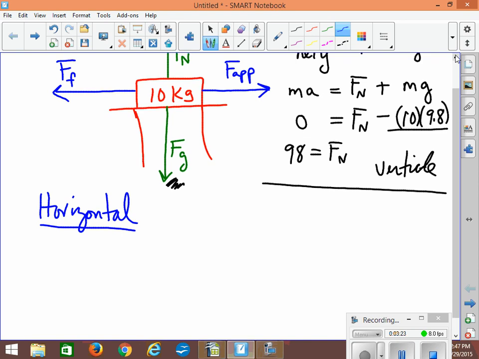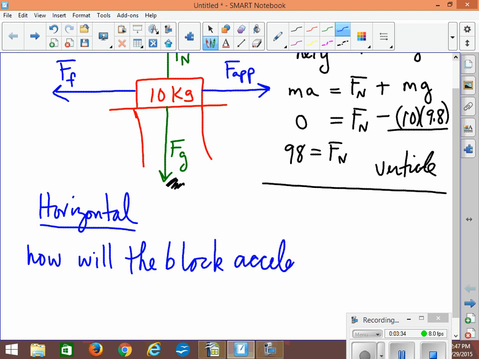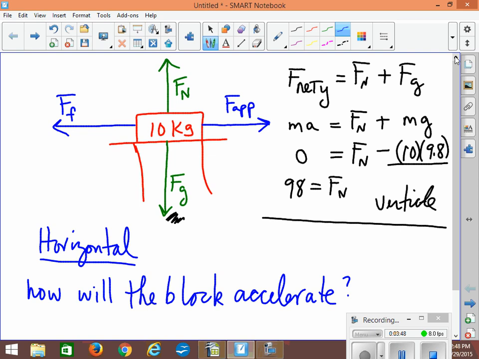Let's figure out how will the block accelerate. That'll be nice and easy. How will the block accelerate? Because remember, Newton's law says that if there is a net force pushing on an object, it will cause acceleration. F equals ma. So that's what we're trying to figure out. In order to describe how it will accelerate, there has to be some more information given to you. So let's pretend that we're going to push on this block with, let's say, 50 newtons of force. So that will be the applied force.